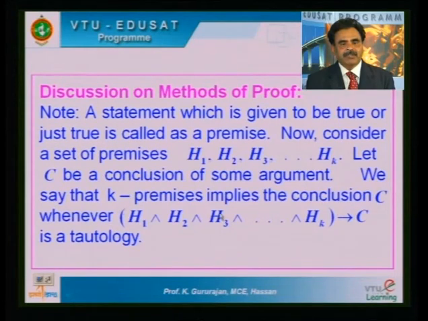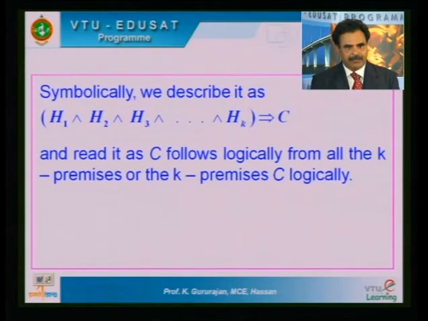We would like to say that the k premises imply the conclusion C in a logical sense only when you combine all these, H1 and H2 and H3 and so on, all these together implying the conclusion C, this statement formula must be a tautology. When this statement formula is a tautology, then I claim that the conclusion C logically follows from all the k premises. We say that the premises imply the conclusion logically. The same will be described symbolically as H1, H2, ..., Hk implying C. Okay? So, this is to be read as, C follows logically from all the k premises. Remember, this will happen only when the implication of all these premises to C is a tautology.